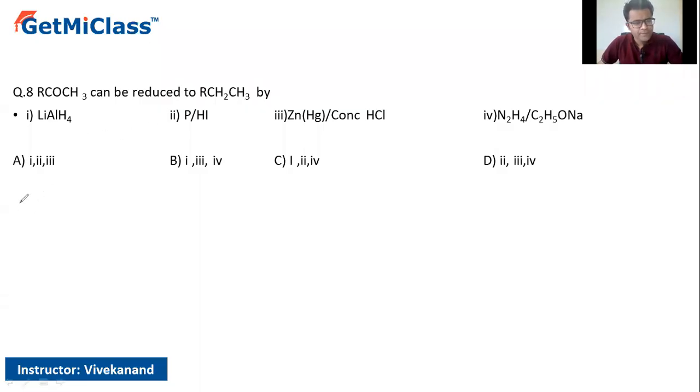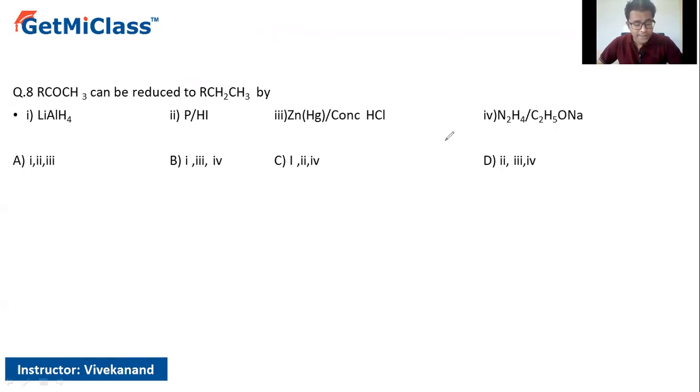Question number 8. RCOCH3 can be reduced to RCH2CH3 by: option 1 is lithium aluminum hydride, option 2 is phosphorus in the presence of hydrogen iodide, the third option is zinc amalgam in the presence of concentrated HCl, and the fourth option is hydrazine in the presence of a base, sodium ethoxide.